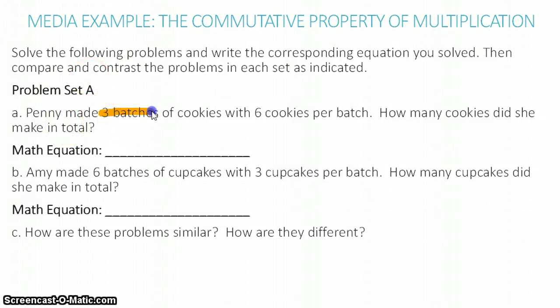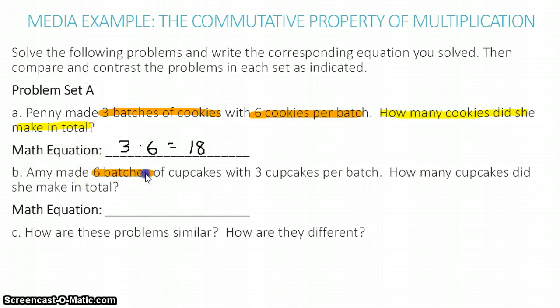Penny made 3 batches of cookies with 6 cookies per batch. We want to know how many cookies did she make in total. Well, this would be 3 copies of 6, or 3 groups of 6, which is 3 times 6, which is 18. Let's look at the next one.